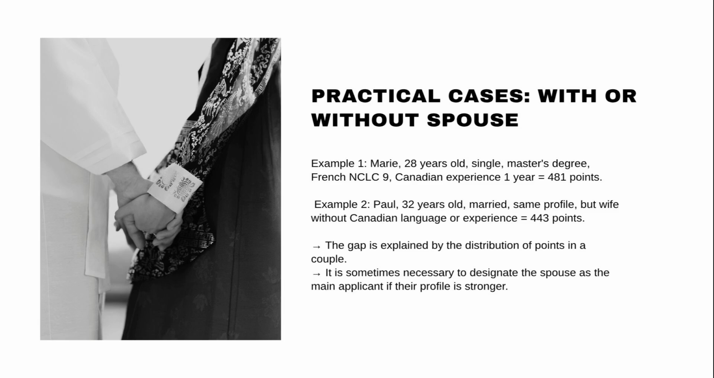Take Marie, single, with a master's degree, CLB 9 in French, 1 year Canadian experience, 481 points. Then take Paul, same profile, but married to a partner who speaks neither English nor French. He scores only 443 points. Why? Because 40 points are transferred to the spouse, who doesn't contribute any points. So when you're a couple, you absolutely must compare the 2 profiles and choose your principal applicant accordingly.